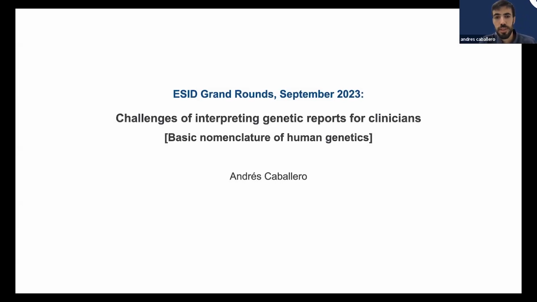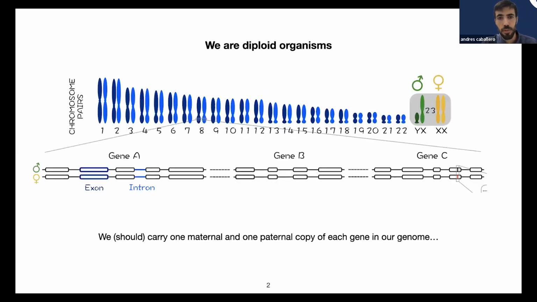Hello, everyone, and thank you for inviting me to give this quick presentation on the challenges of interpreting genetic reports for clinicians. So I'll start the first 5 minutes going over the basic nomenclature of human genetics. And for that, I'd like to quickly remind you of something that might be very obvious for most of you, but I just wanted to put it out there: we are diploid organisms. So that means that for every chromosome or gene in our genomes, we have two copies: one that we inherit from our father, and one that comes from our mother.